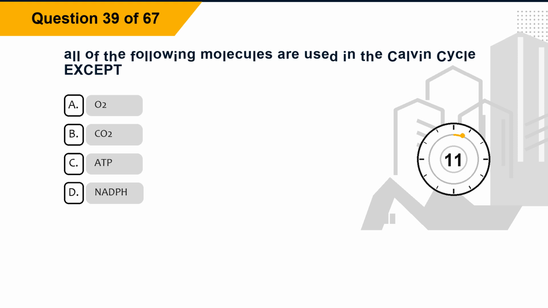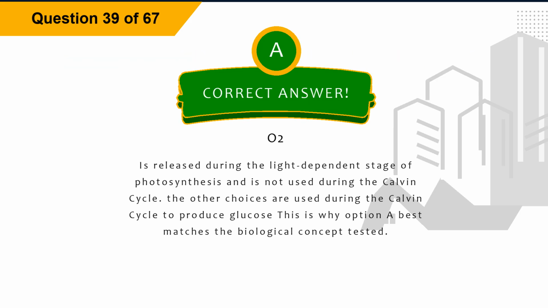Question 39. All of the following molecules are used in the Calvin cycle except. Option A, oxygen. Option B, CO2. Option C, ATP. Option D, NADP. The correct answer is option A, oxygen.